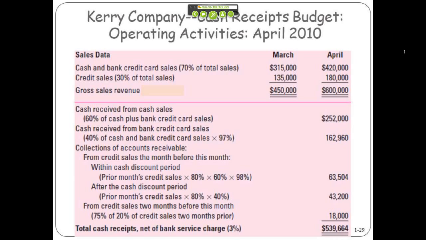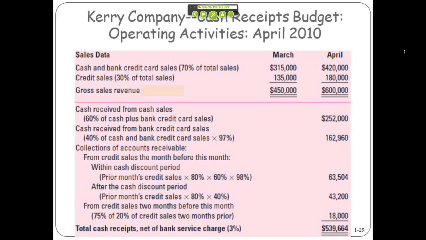For April, 600,000. That's the number to look at. Now we'll separate out cash and bank credit. Cash is 60% of your cash and bank credit, which is 70% of your total sales. So now you have 42%, 60 times 70%, 42%. You're going to get all of that because the day you sold it is the day you got the money.